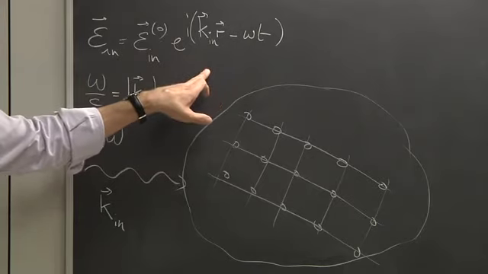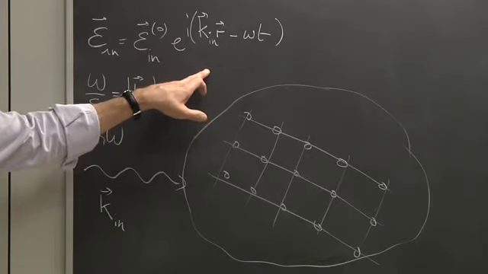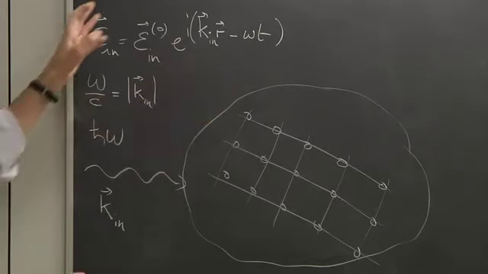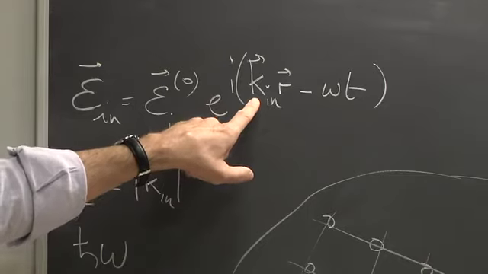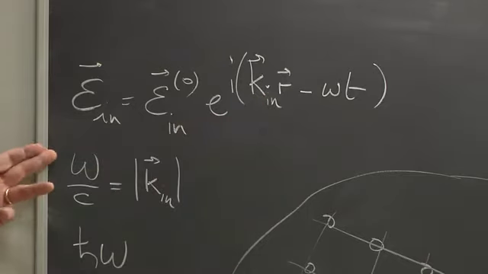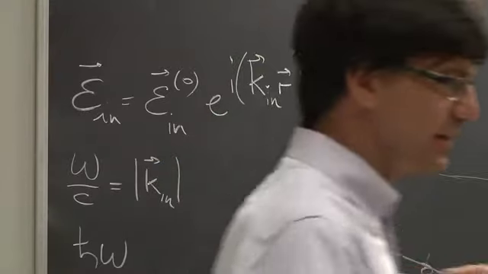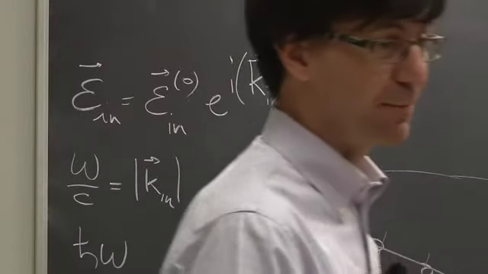I hope you're familiar with this, right? You took a course in electromagnetism, so I'm sure you're familiar with the concept of electromagnetic waves. This is an electromagnetic wave which is propagating in the direction of k in, momentum k in, and the frequency is related to the momentum in this way. It's a free electromagnetic wave. And I'm shining light onto my sample.